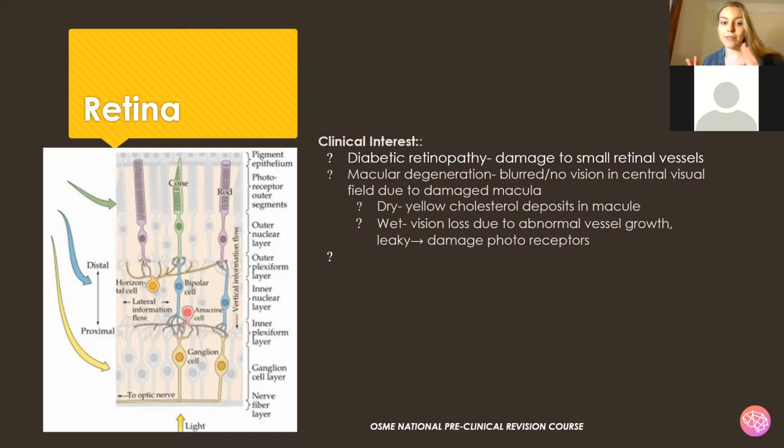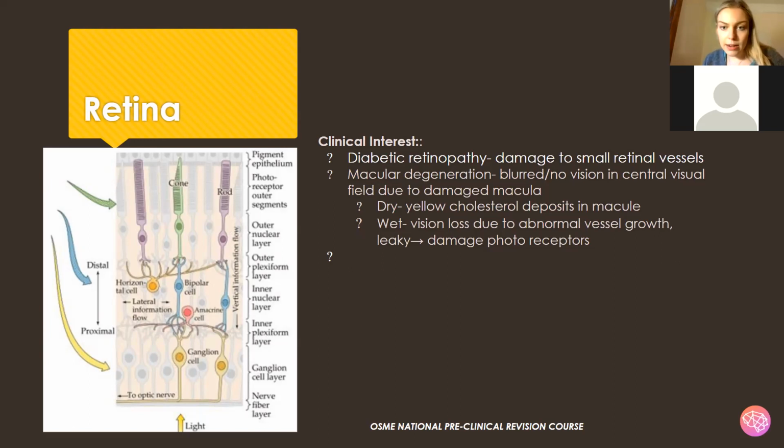So therefore you can have permeable walls leading to macular edema, and this leads to blurred vision and blood vessel proliferation, which will also bleed, and this destroys and clouds the retina. So that's one to know about.